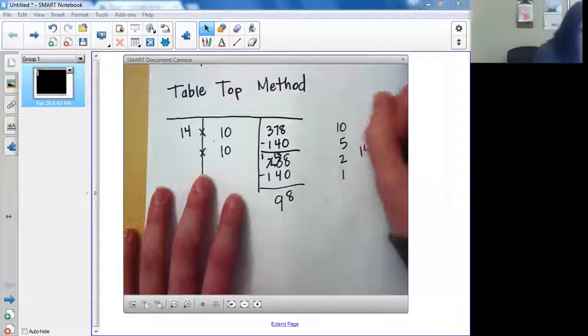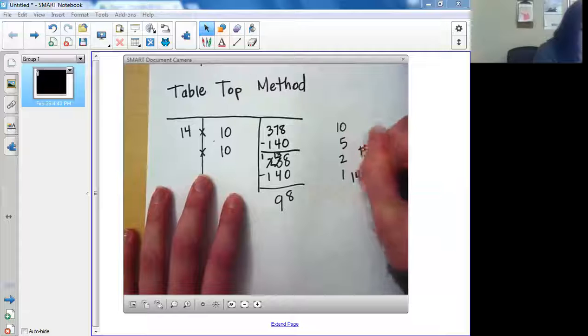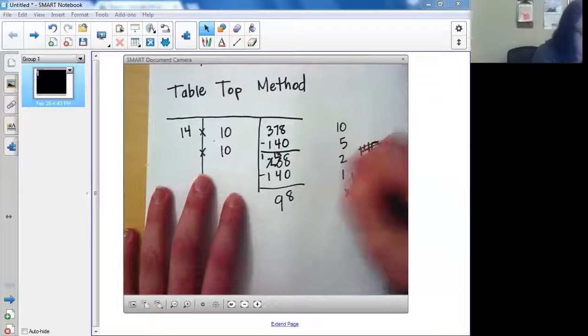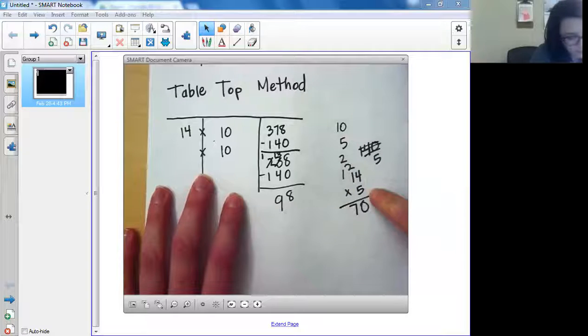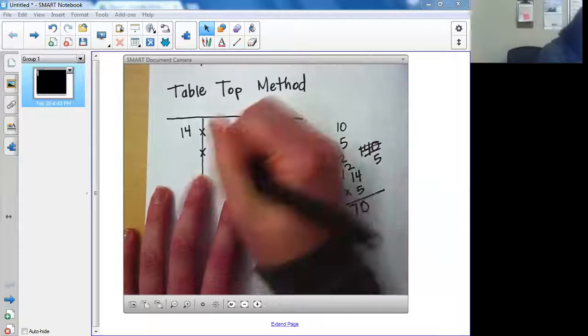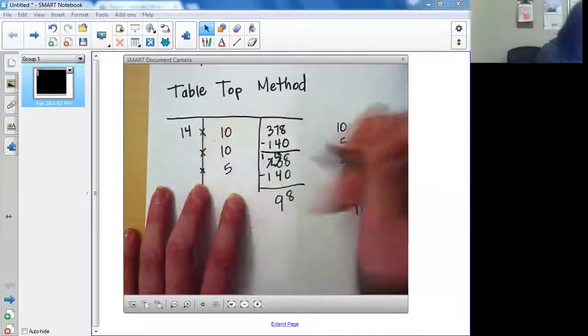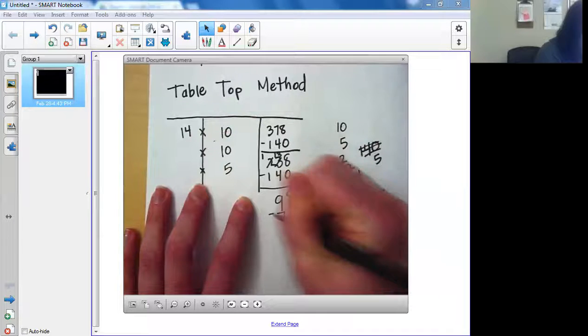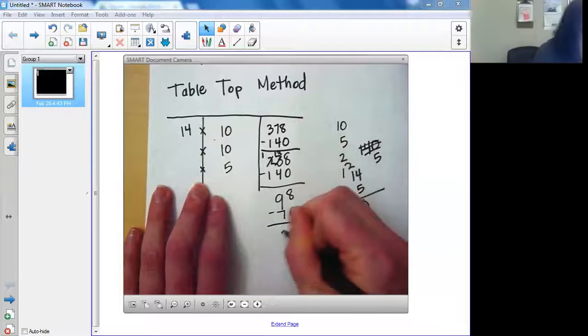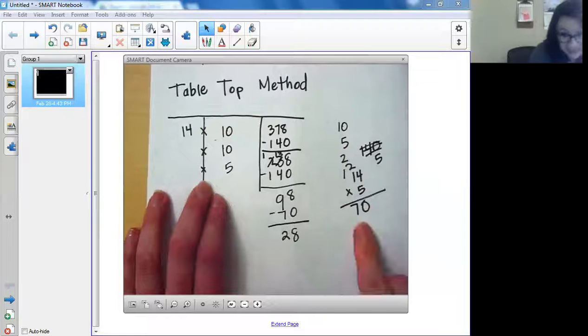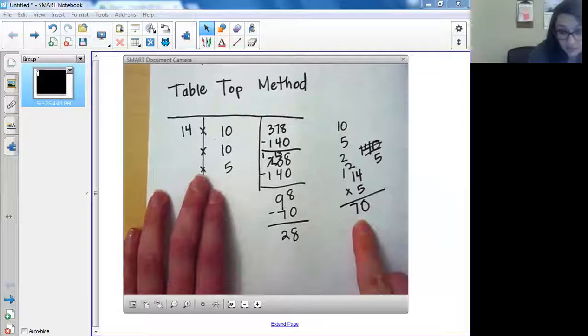They'll work the problem out over here on, sorry, this side of the paper. 14 times 5 is 70. So then we put 5 in here, and we get 70. Can you still see my problem? Yep. 8, 2. So I have 28 left over. It's less than our 70, so we need to do something smaller.